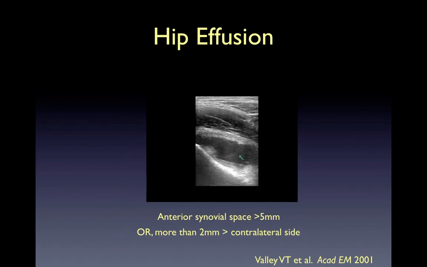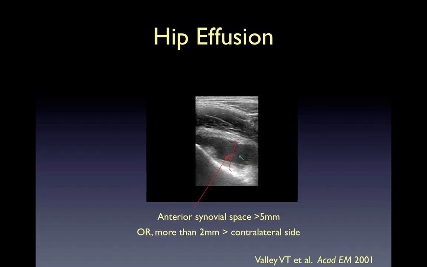Approximately 10% of asymptomatic children will have an effusion in the anterior synovial space. The question then becomes, how large must an effusion be to be considered abnormal? A 2001 review article by Valley and colleagues summarized prior literature on the upper limit of normal for hip effusions.